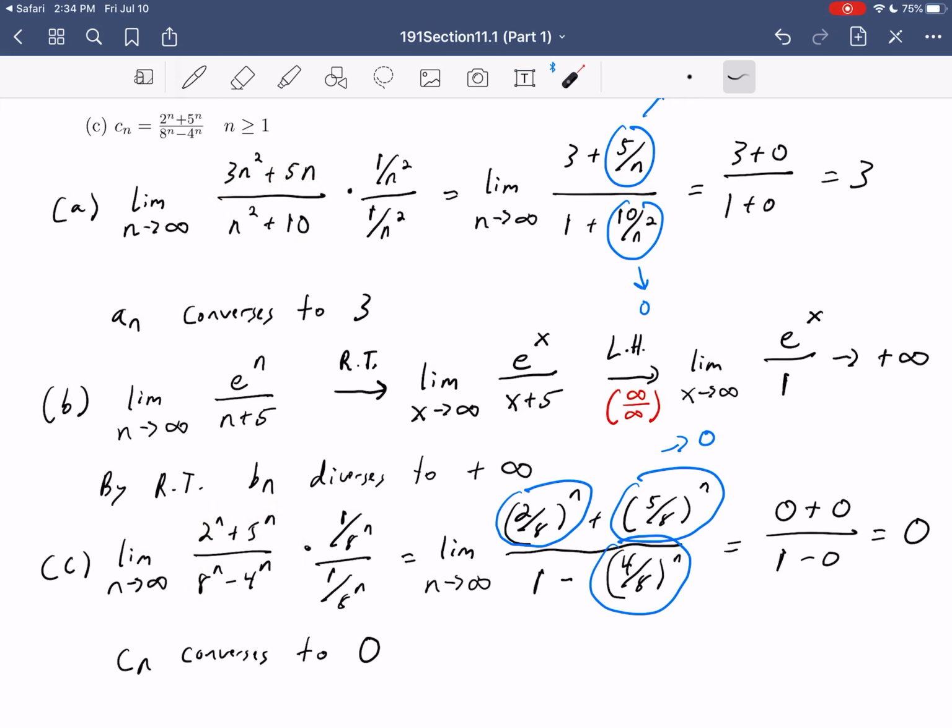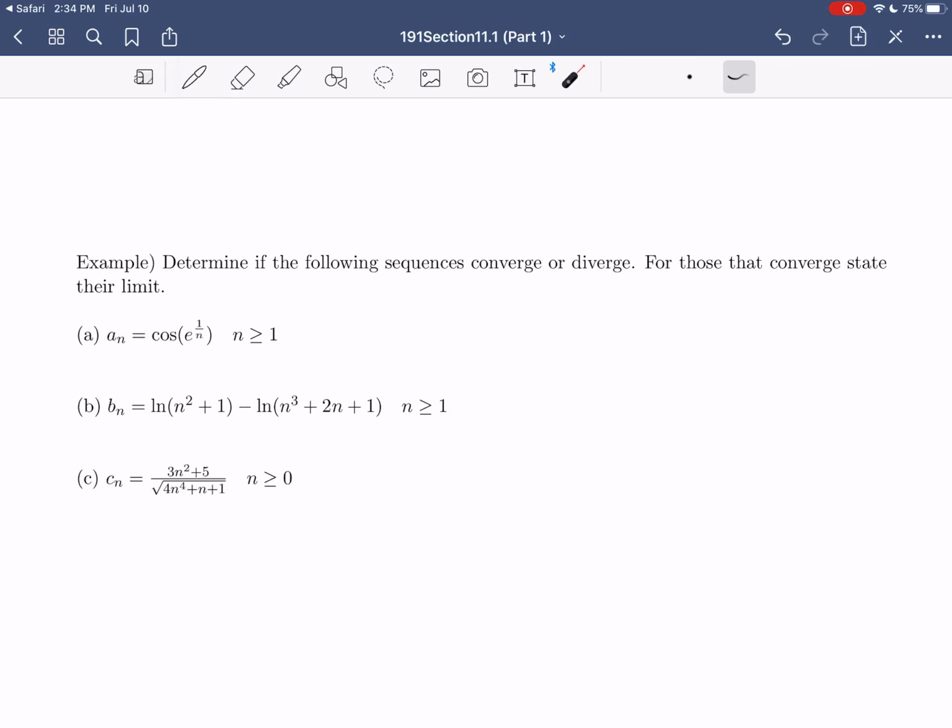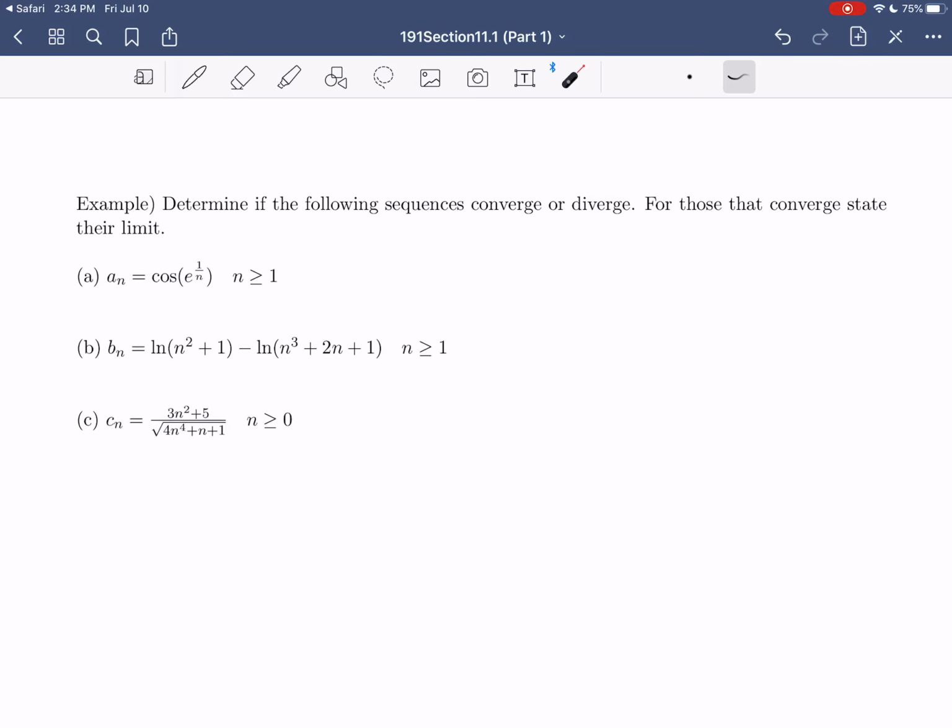Okay, let's take a look at a couple more examples. So we're going to try to determine if these sequences converge or diverge. And once again, for those that converge, we'd like to state their limit. So let's go ahead and take a look at this one here.